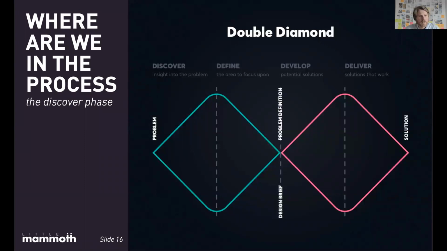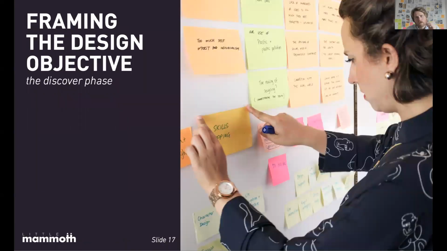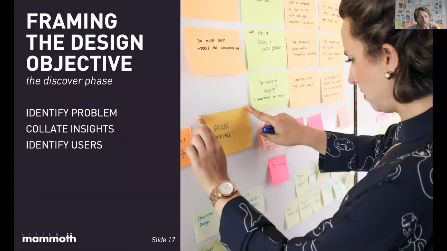So where are we in the process at the minute? We're right at the start. We're kicking off our design journey, and we're at the discover phase, and it's all about understanding our problem. One of the tools that we use to understand the problem is a framing exercise, and it's about framing the design objective. What do we want to get out of the project moving forward? It's very good for allowing us to identify that problem. It helps us collate those initial insights. And also, it helps us to identify users. And that's one of the crucial things.